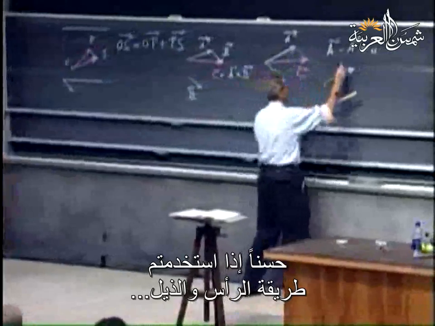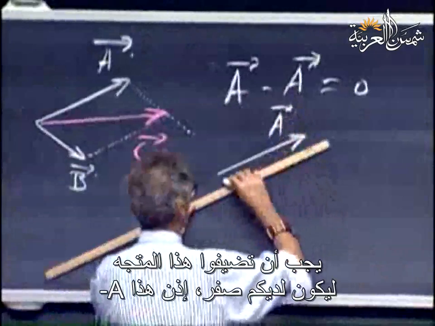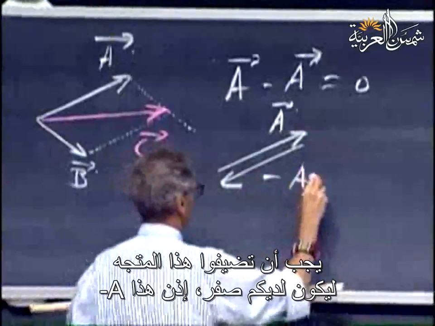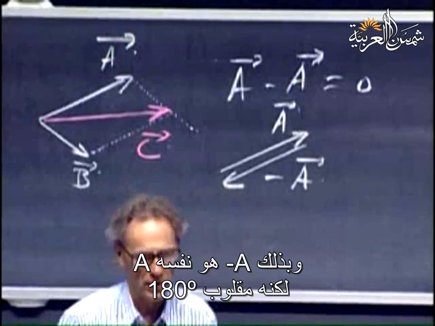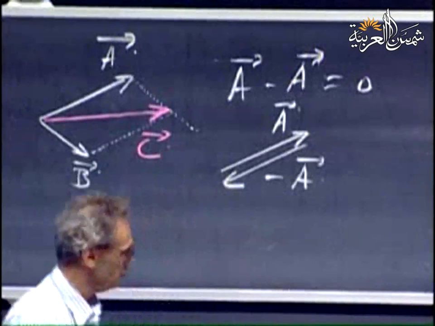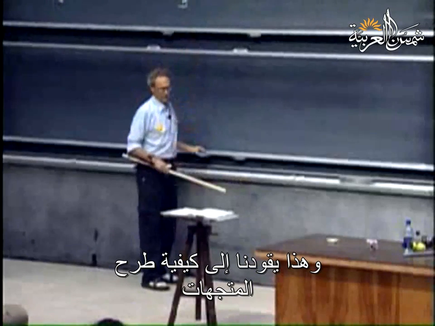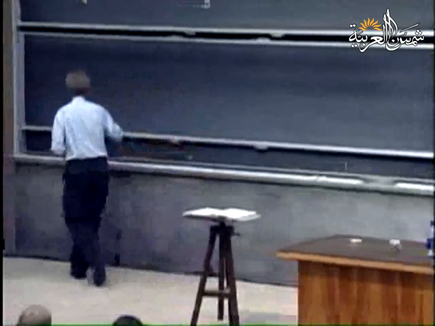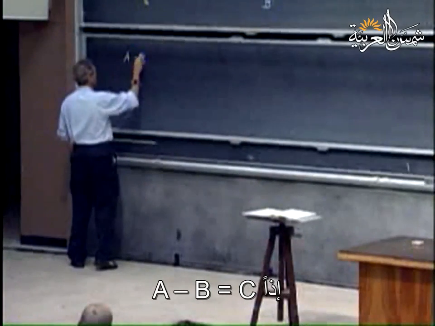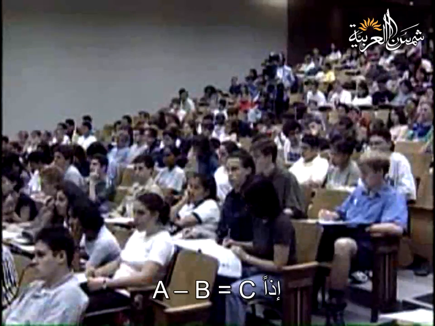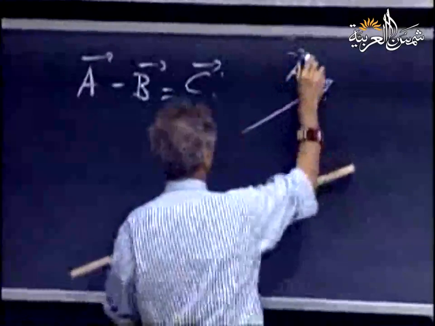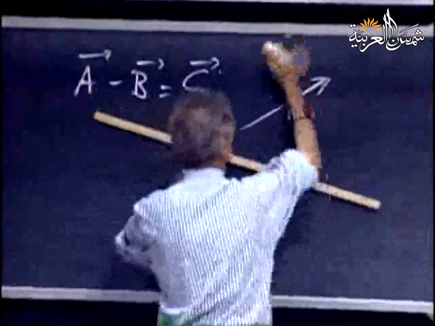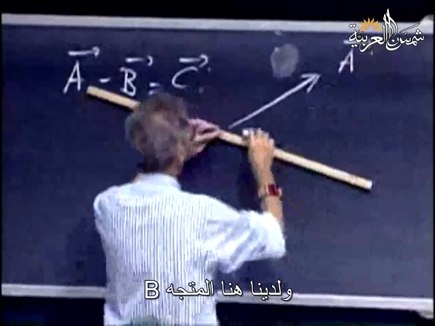Well, if you use the head-tail technique, this is A, you have to add this vector to have 0, so this is minus A, and so minus A is nothing but the same as A, but flipped over 180 degrees. We will use that very often. And that brings us to the point of subtraction of vectors. How do we subtract vectors? So A minus B equals C. Here we have vector A, and here we have, let me write this down here, vector B.